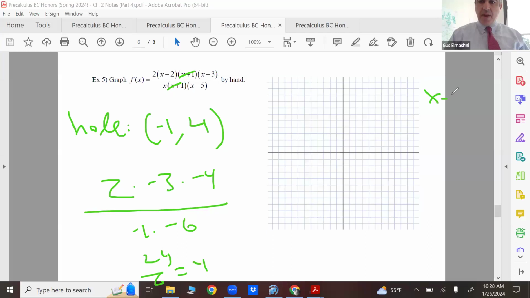X-intercept. Crap, I deleted the template. That's okay. 2 and 3. Y-intercept. Y-intercept should be, let me think here. -6. Should be 12 over.